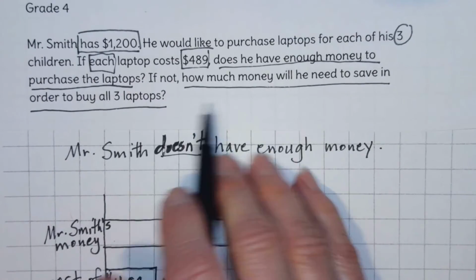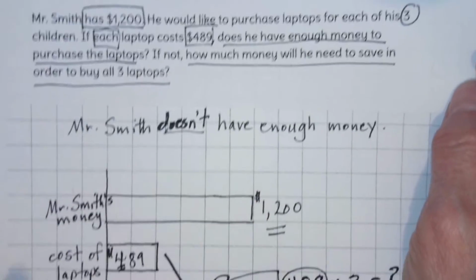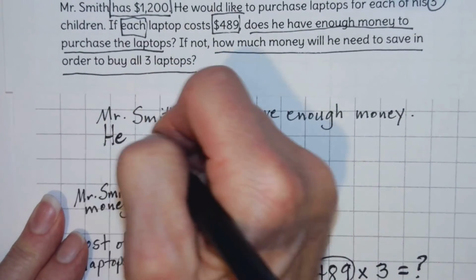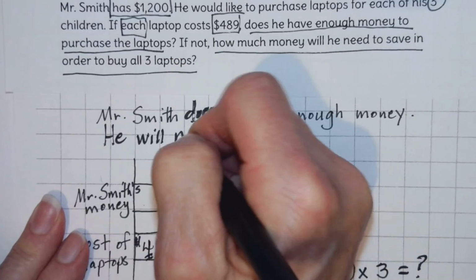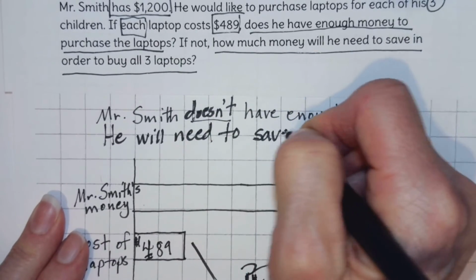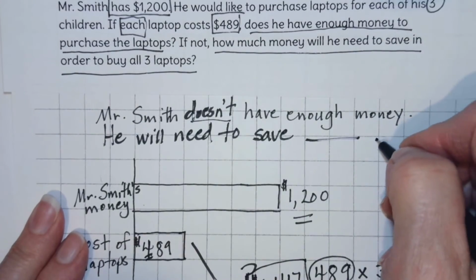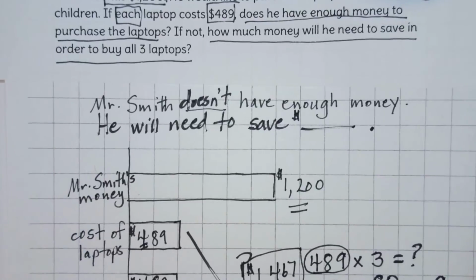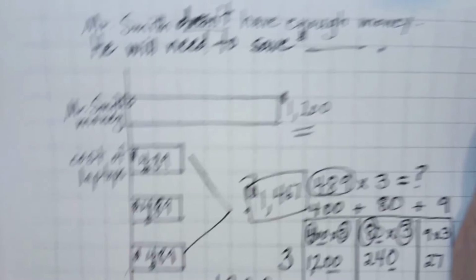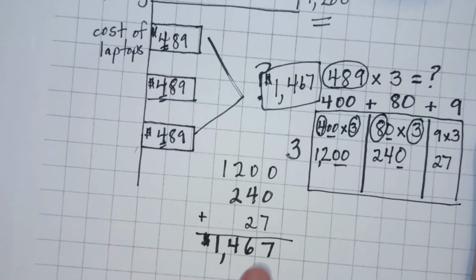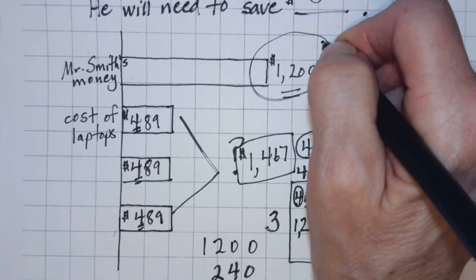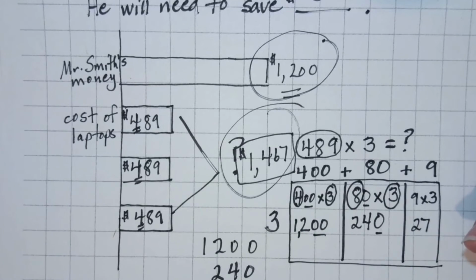So now we're on, if not, how much money will he need to save in order to buy all 3 laptops? He will need to save, well, that's what we got to find out. Okay? I'm going to put a dollar symbol. All right, he's got 1,200. The laptops are going to cost $1,467. We have to find the difference between what he has and what he needs.